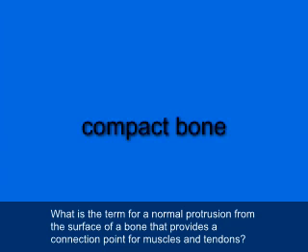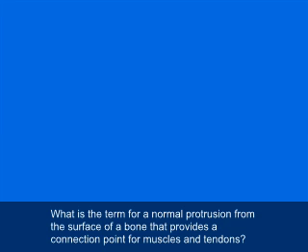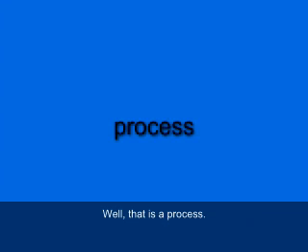And what is the term for a normal protrusion from the surface of a bone that provides a connection point for muscles and tendons? Well, that's a process. Process.